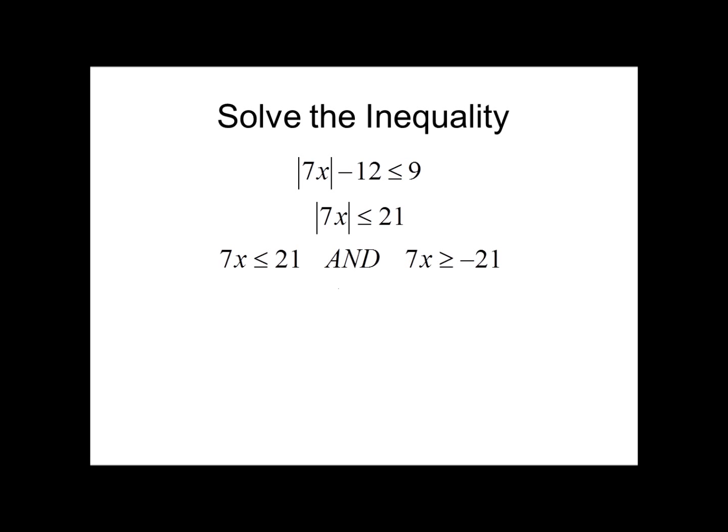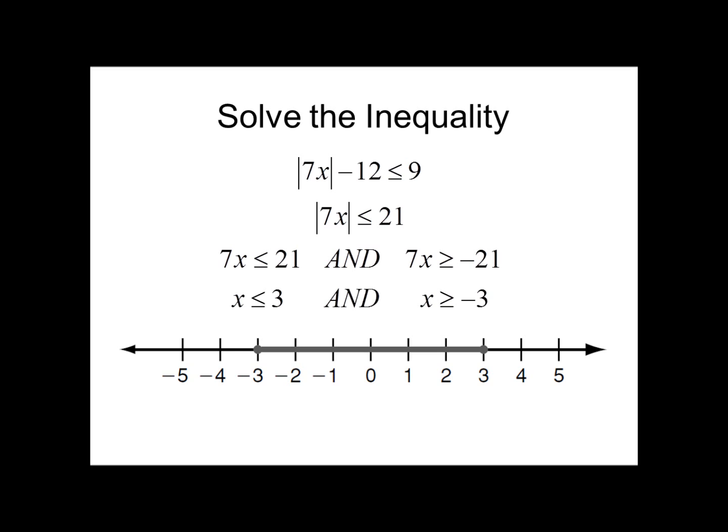7x is less than or equal to 21, and 7x has to be greater than or equal to negative 21. Again, we flip the inequality on the number that changes signs. Dividing by 7 in both cases, x has to be less than or equal to 3 and x has to be greater than or equal to negative 3. So we put a closed circle at negative 3 and 3, and we shade in between because it's a conjunction.